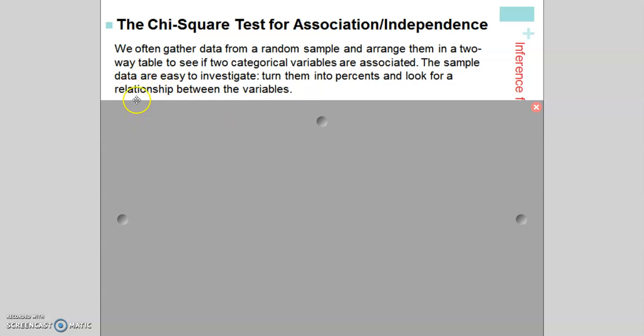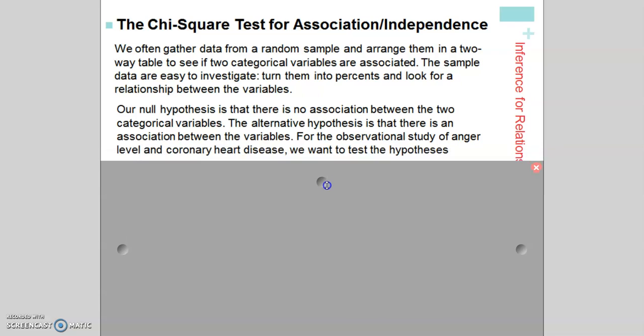So this leads us to a new chi-squared test. This is called a chi-squared test for association/independence. Now, we often gather data from a random sample and arrange them in a two-way table to see if two categorical variables are associated. The sample data are easy to investigate: you turn them into percents and look for a relationship. Our null hypothesis is that there's no association between the two categorical variables. The alternative is that there is an association.